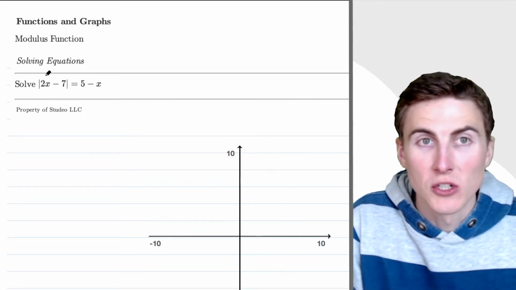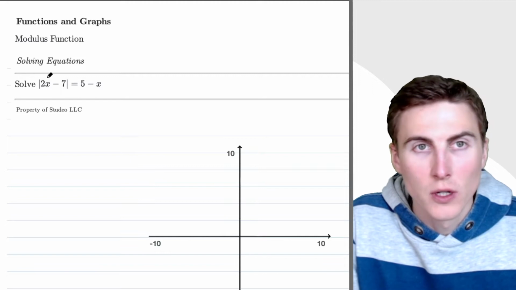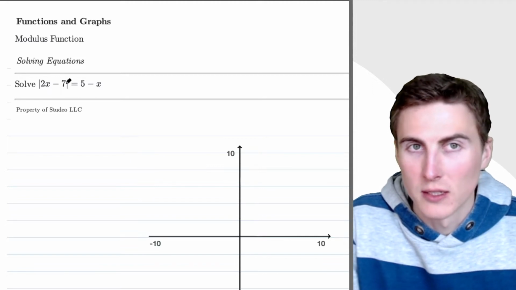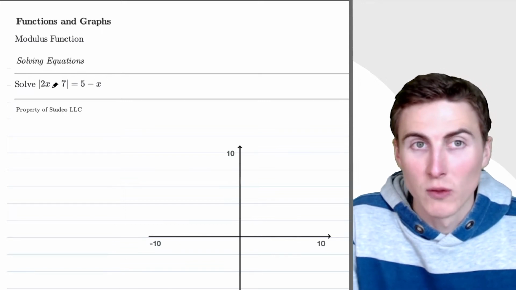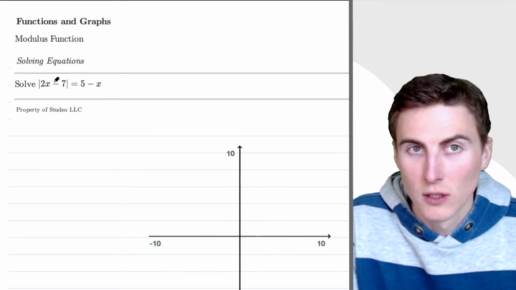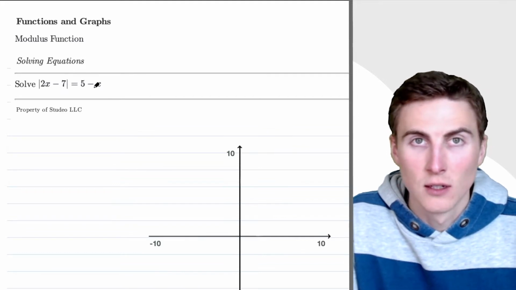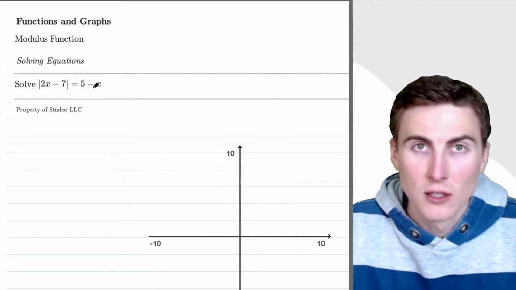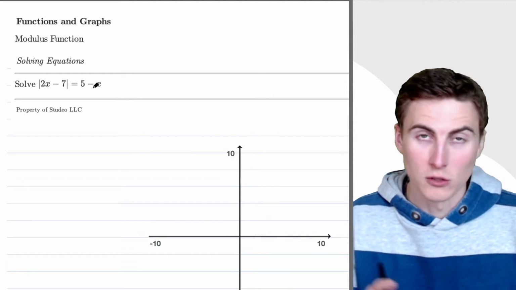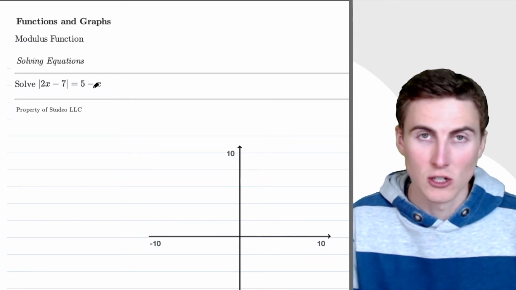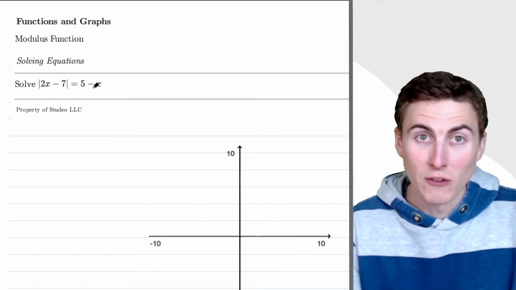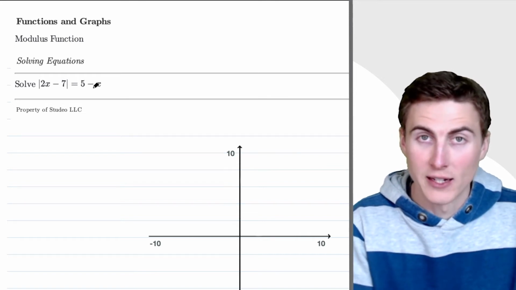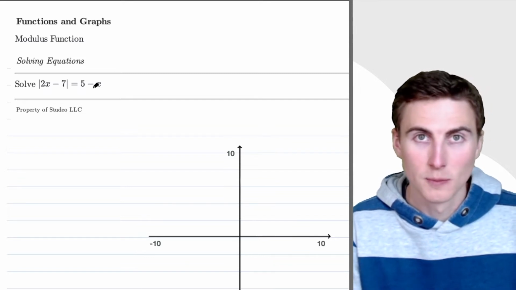So in this video, we're looking at how to solve equations that involve a modulus function. If we look at this question, it says solve the modulus of 2x minus 7 equals 5 minus x. Basically, we've got two functions here: the modulus of 2x minus 7, and 5 minus x. The idea of questions like this is we can plot them both on a graph so that we can see the points of intersection. Those points of intersection will be the solutions. But then we have to solve them algebraically to actually find out the exact x and y coordinates.